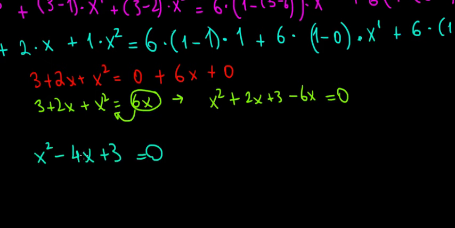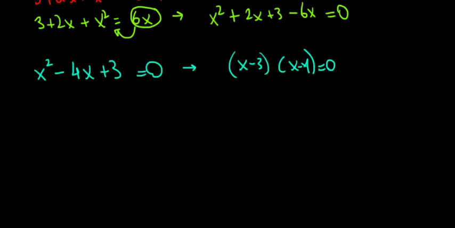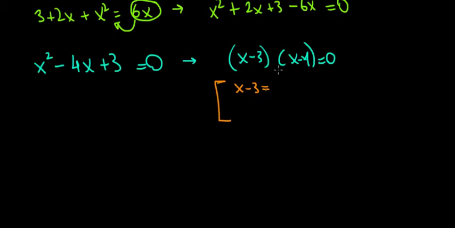How can we write x squared minus 4x plus 3? We can write it as x minus 3 times x minus 1 equals 0, which means that either x minus 3 is 0, or x minus 1 is 0, which means that x is either 3 or 1, and that's the two possible values, and we are done.